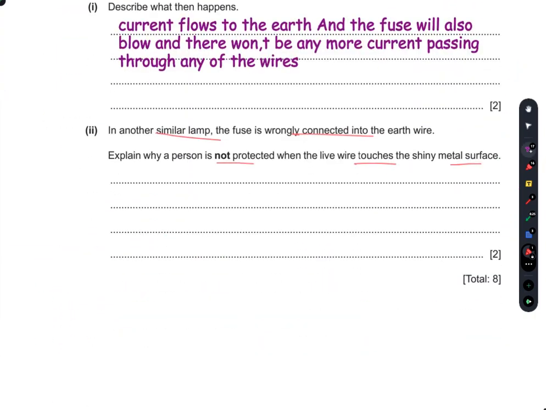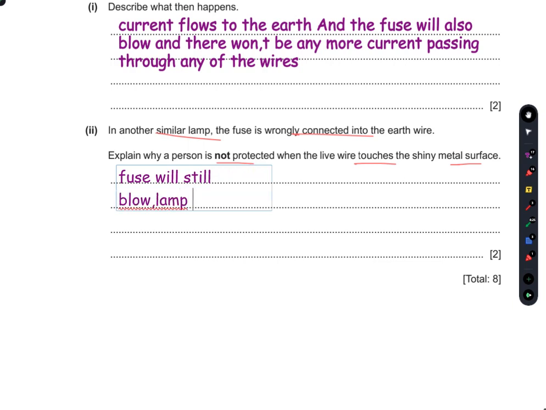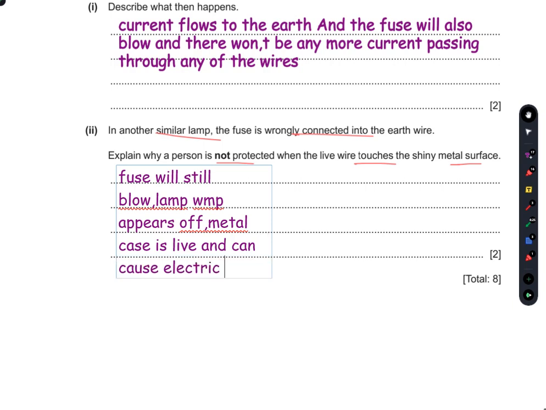So I write here that the fuse will still blow, and the lamp appears off, and the metal case is live and can cause electric shock.